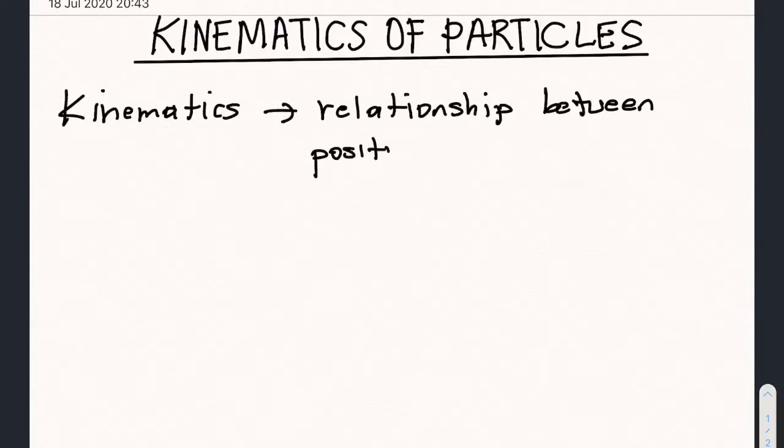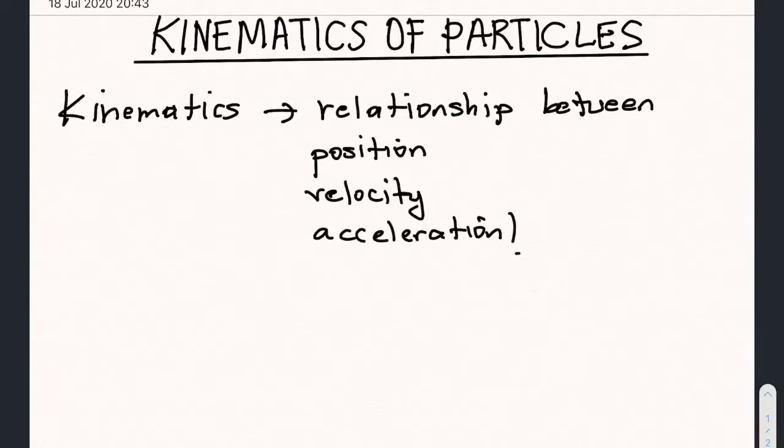position, velocity, and acceleration. Let's recall what are these terms from your background. Position. When I say position, I indicate a distance between a reference point and the point of the object at that instant. When I say velocity, I indicate the rate of change in the position, and when I say acceleration, I indicate the rate of change in velocity.